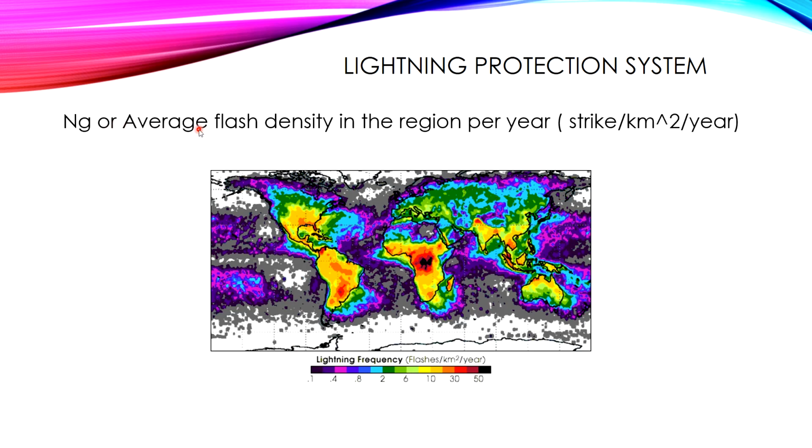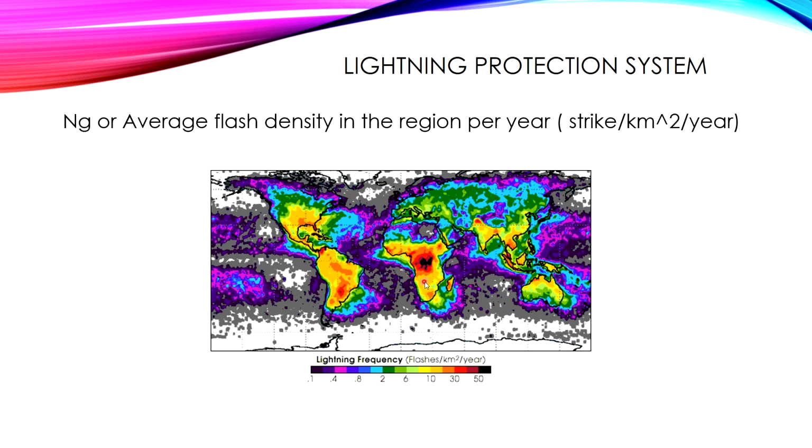Now the NG, or average flash density in the region, in strikes per kilometer squared per year, can be obtained from this map. You can see it goes from 0.1 to 70. The last value is 70. So for example, if you are here in the green one, in this region, then you are in this value, which for example can be from 2 to 4.